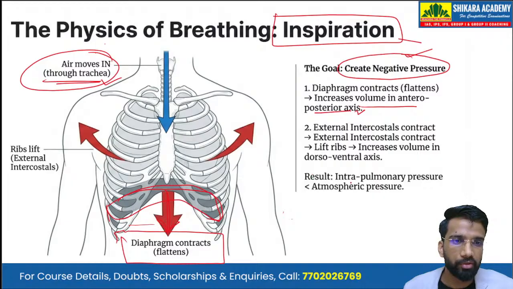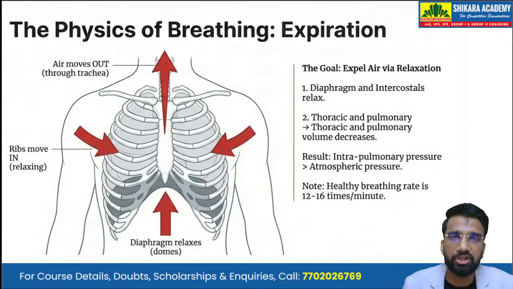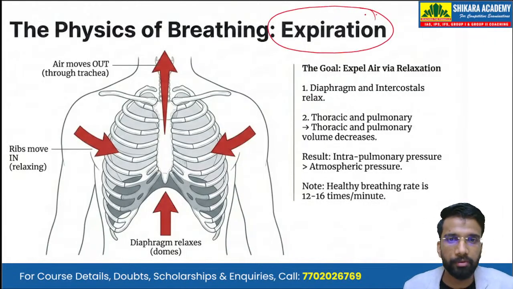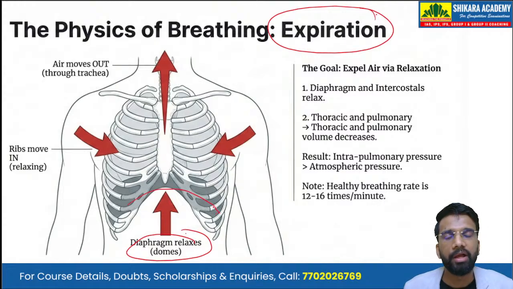As a result, we have the intrapulmonary pressure, which is lesser than the atmospheric pressure, and the air enters the thoracic cavity. During the expiration, that is during breathing out, the reverse thing happens. The diaphragm relaxes and moves to its original position. As a result, the ribs also start to move inside, and the volume of the thoracic cavity decreases.